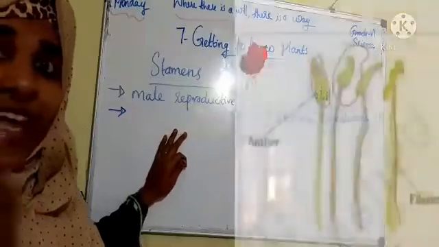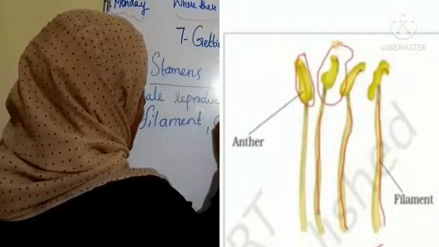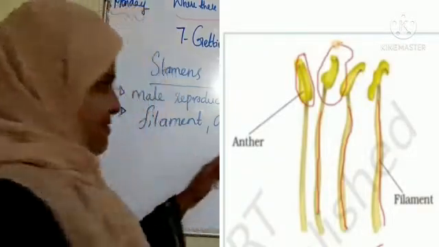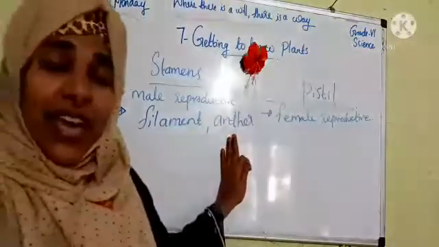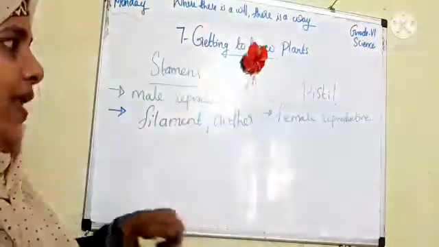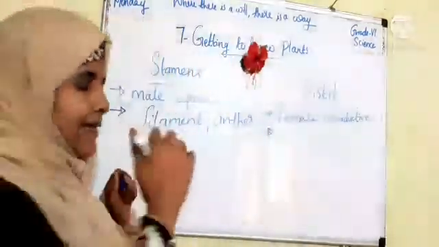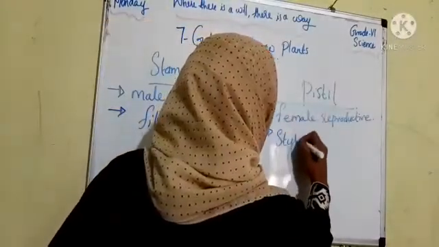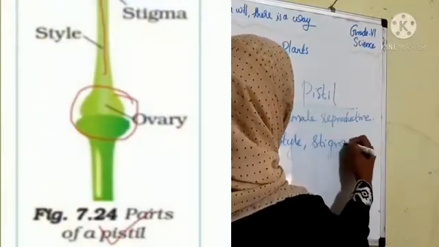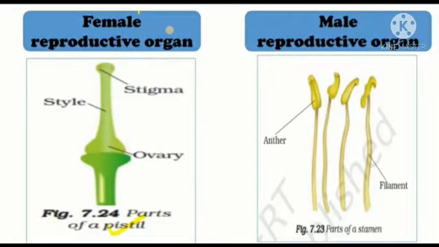Students, in stamen we can see two parts: filament and anther. In anther we can see pollen grains. More about pollen grains you will learn in your higher classes. But in pistil we can see three parts. What are they? That is style, stigma and ovary. So students, more about female and male reproductive parts of a flower we can learn in our next class.